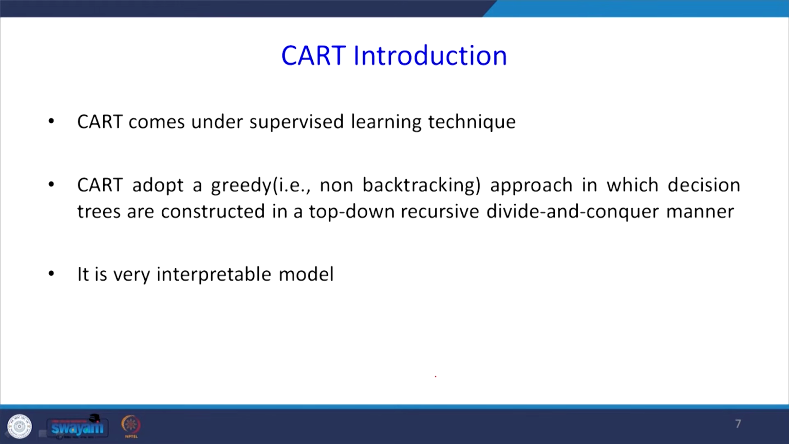Now CART comes under supervised learning techniques. We know that machine learning techniques are classified into two categories: supervised and unsupervised. The meaning of supervised learning is that there is a label. Label in the sense we know in advance what is going to be the independent variable and what is going to be the dependent variable. In this problem also it is supervised learning because we know in advance that buys_computer is going to be our dependent variable. Then CART adopts a greedy, that is a non-backtracking, approach in which decision trees are constructed in a top-down recursive divide and conquer manner. It is a very interpretable model.